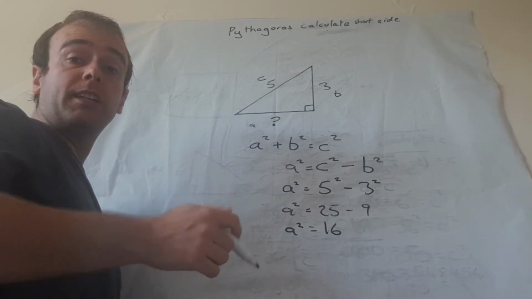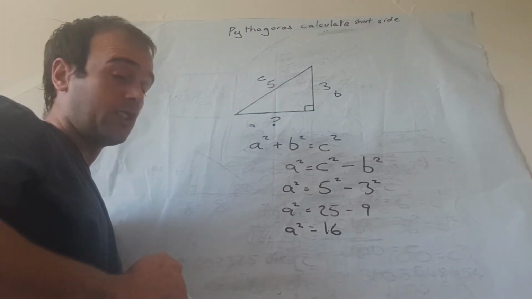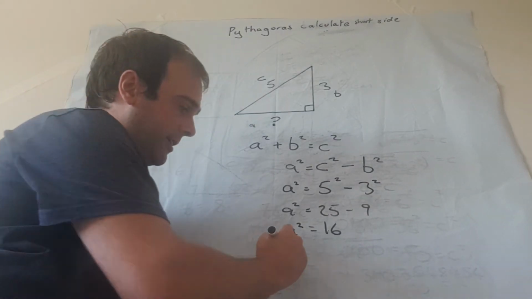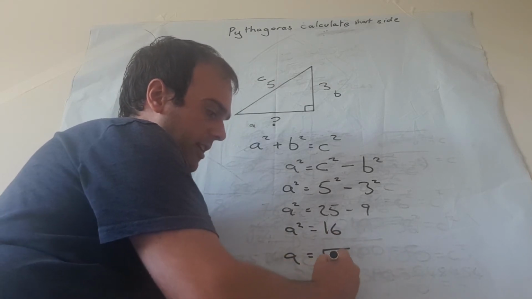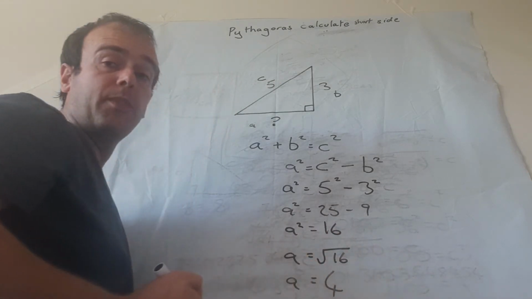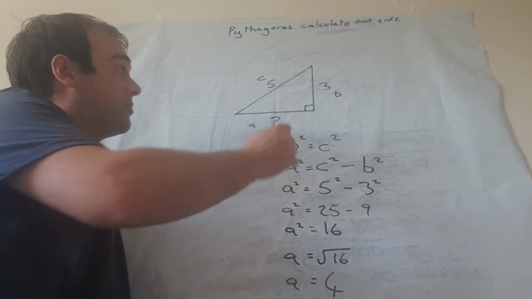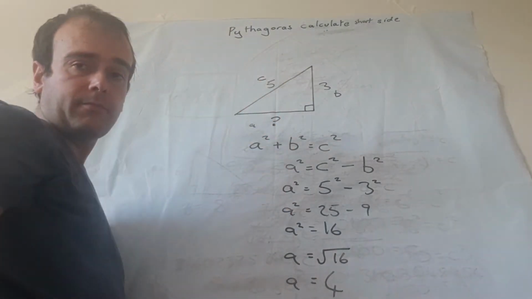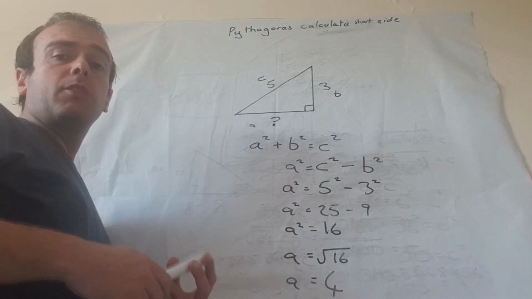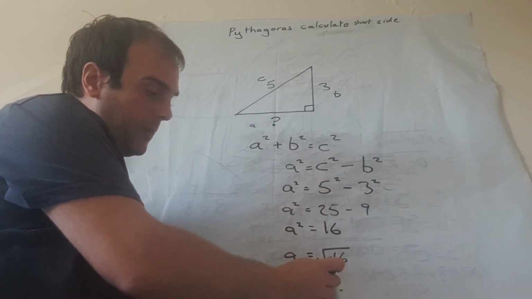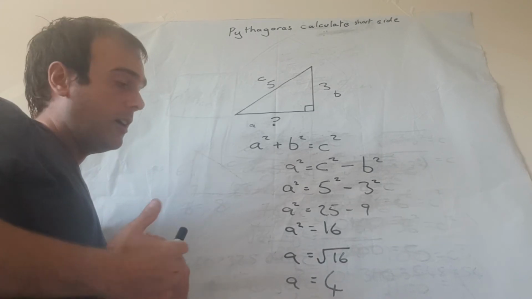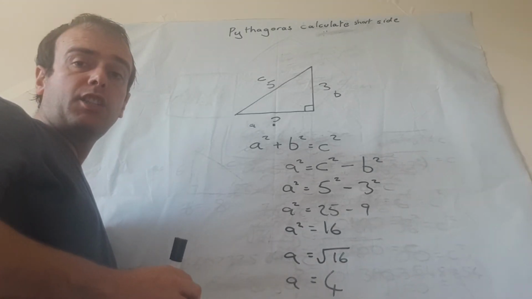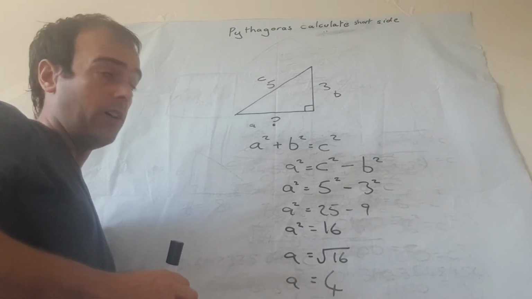And then what I need to do is get rid of this squared, this A squared bit. So I'm going to do the opposite of squaring. So I'm going to do the square root of 16, which is going to give me the answer 4. So now I know that A is equal to 4. So 4, 3, 5. Job's a good one. Now, what I also check for is, is this number smaller than my hypotenuse? Yes, it is. So it's just a little check just to make sure that we're getting it right.